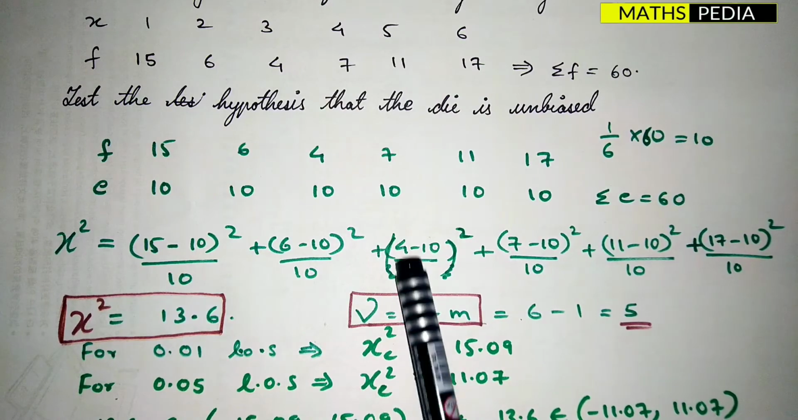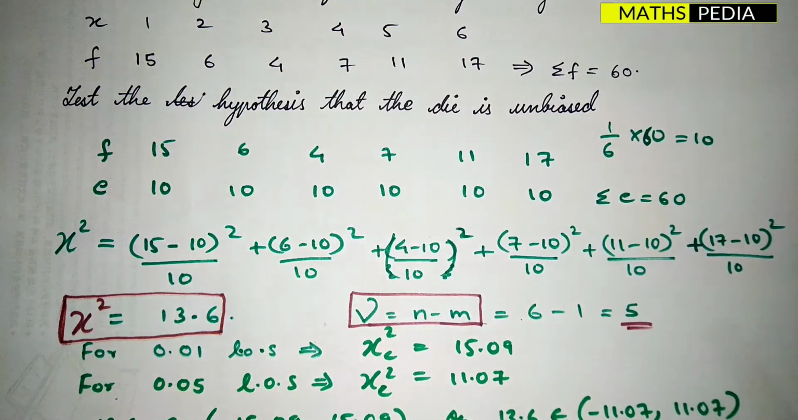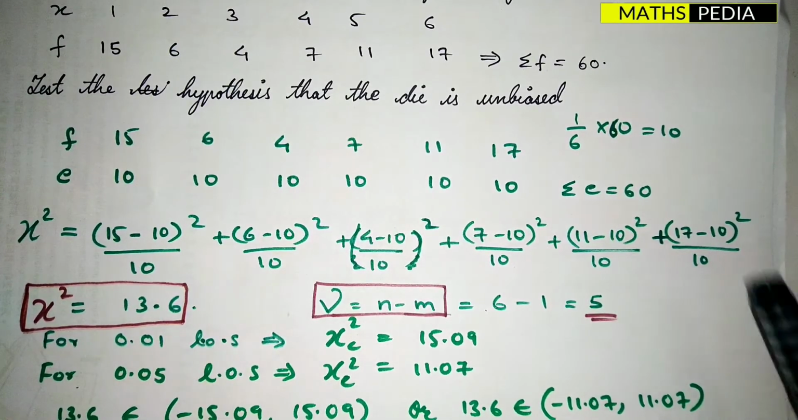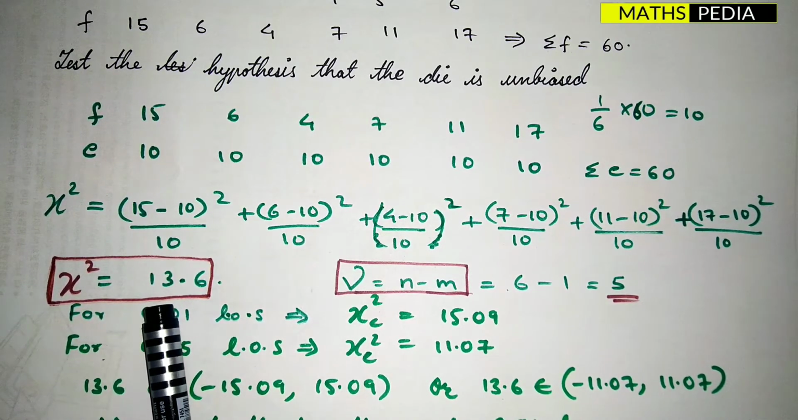Okay. This is not the whole square. This is (4 minus 10) the whole square by 10. Now you have to complete this whole table, this formula, and find out the chi-square value, which is given by 13.6. You can use a calculator and find out.